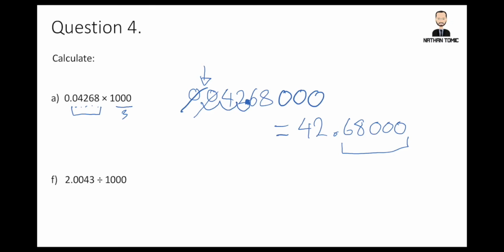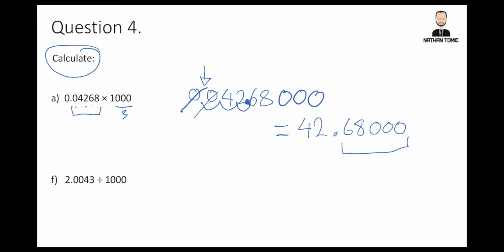Again, because there's nothing in the original question that says how many decimal places to show, we generally show the same number as we had in the specific question that we're doing. So I would like to see 42.68000 in this case.